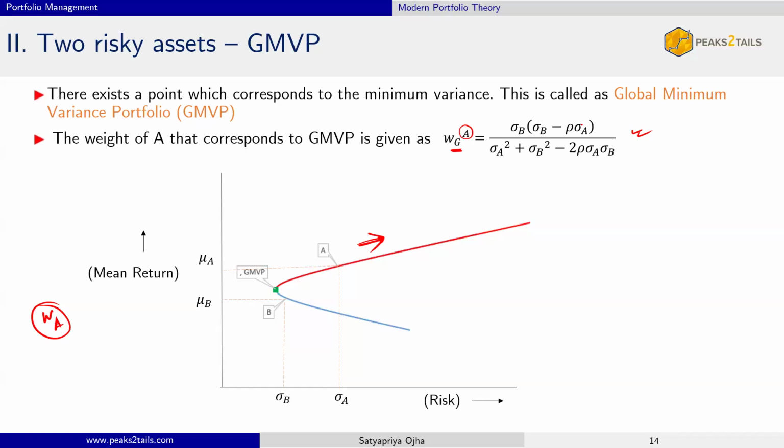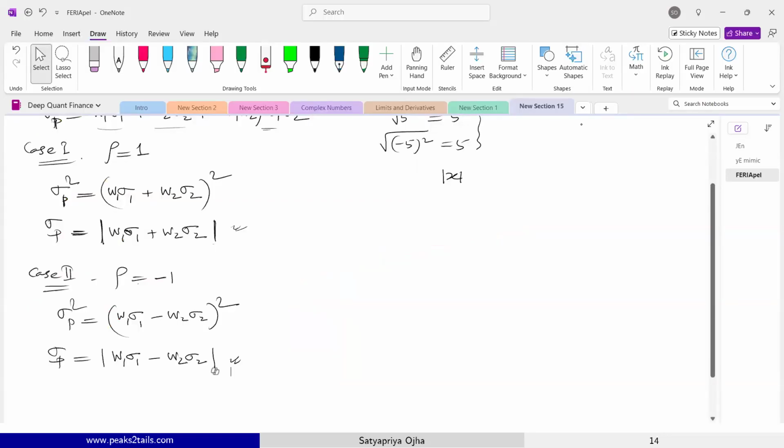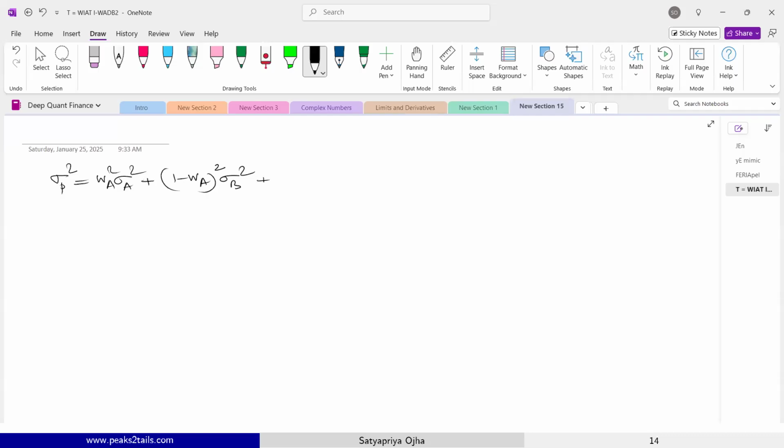Now, should we derive this? Again, don't be scared of maths. All the maths that we're doing today is very, very simple. Okay, basic ideas. It's not complicated. So let's quickly derive this. It's just a simple minimization exercise. What is the portfolio variance? Sigma p square equals WA square sigma A square plus (1 minus WA) square sigma B square, and so on. It's a univariate optimization problem. The variable that we can change is WA. That's all. There is no other parameter.